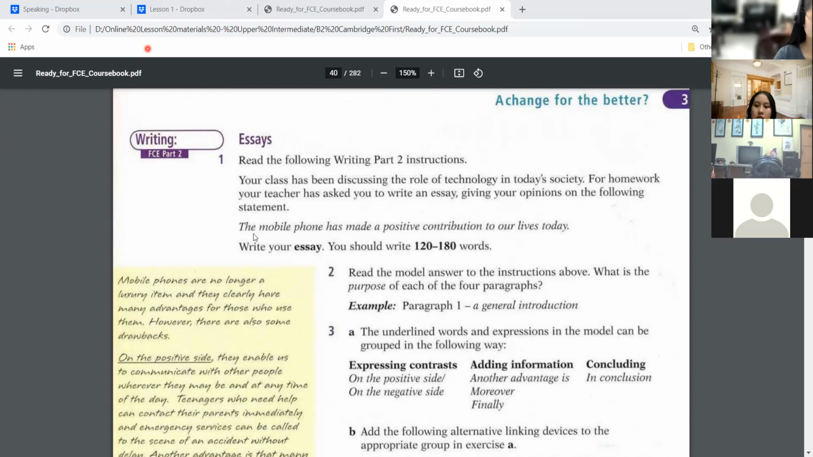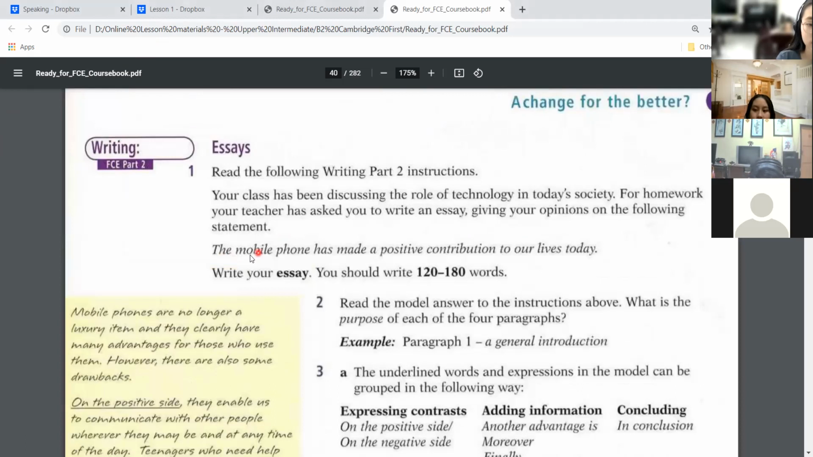Okay, all right, so I'd like you to think about this question. The mobile phone has made a positive contribution to our lives today. Ashman, do you agree with this sentence? Yes. Why do you agree? Because with mobile phone, we can use mobile phone for searching some information for our essay. Okay, thank you. Jiaqi, do you agree with Ashman? Yes. Do you think that the mobile phone has made a positive contribution to our lives? Yes. Okay, why? Because I think we can surf the net easily, and then we can chat with our friends.